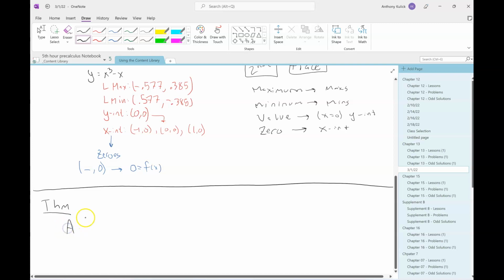This theorem here is actually a corollary to the fundamental theorem of algebra. The fundamental theorem of algebra just states that all polynomial equations are solvable. That's pretty exciting. It doesn't tell us how to solve them.